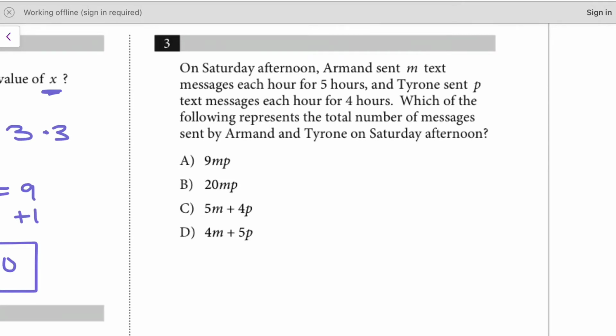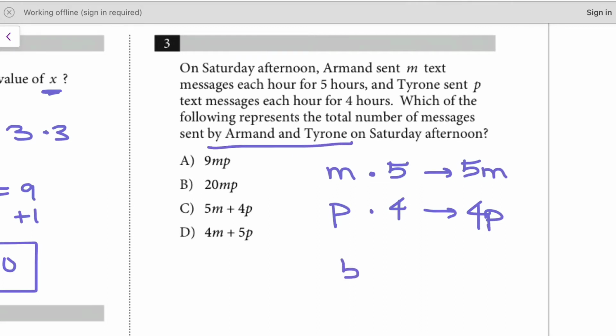Okay, so first we need to find the number of text messages that Armand sent. So he sends M text messages every hour, and he sends them for 5 hours. So the total number of texts that he sent is 5M. Tyrone sent P text messages every single hour, and he sent it for 4 hours. So the total number of text messages that Tyrone sent is 4P. So the total number of messages sent by both Armand and Tyrone should be 5M plus 4P, which is answer C.